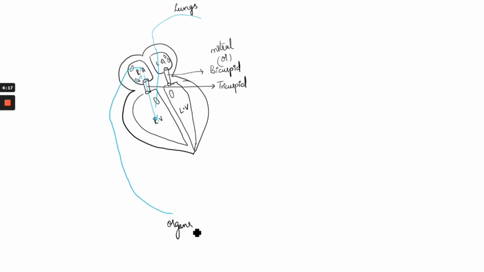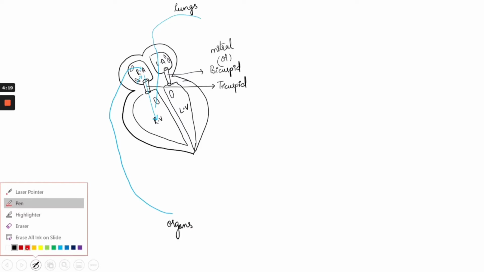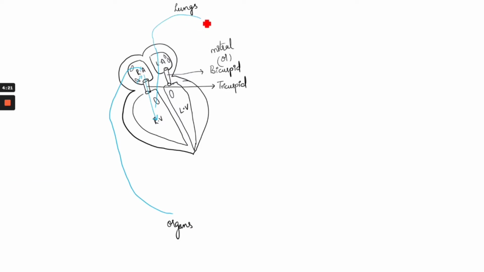Now in lungs what happens? Exchange of gases occurs, right? This deoxygenated blood is converted into oxygenated blood and is coming to the left atrium through pulmonary veins. From there it comes to the left ventricle and goes through aorta. Now this aorta, what is it doing? It is pumping blood to all parts of the body, right? In organs again there will be exchange of gases and again deoxygenated blood is coming to the heart.